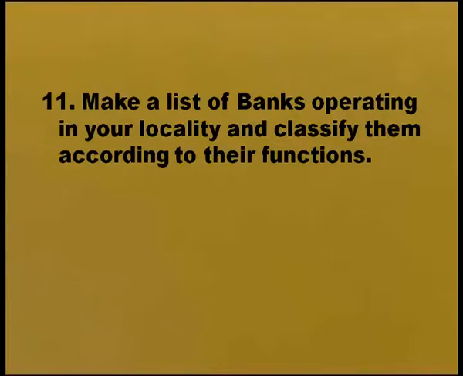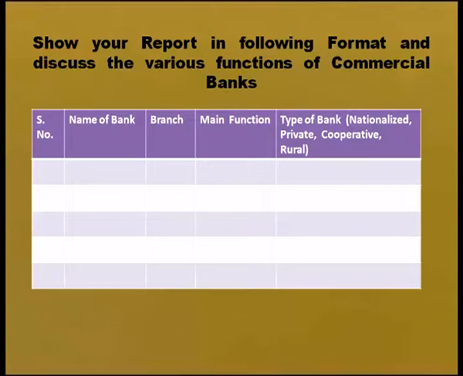Another report. Make a list of banks operating in your locality and classify them according to their functions. You can prepare a report like this: serial number, name of bank, branch, main function, type of bank, whether it is a private bank or cooperative bank or rural bank. Main functions you can include: accepting deposits, giving loans, helping the customers in sanctioning the loan. In addition to that, safe custody of the jewelries.